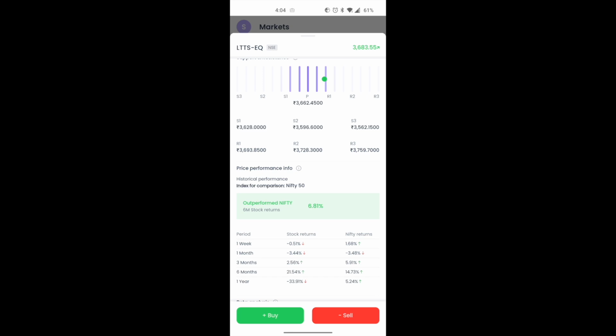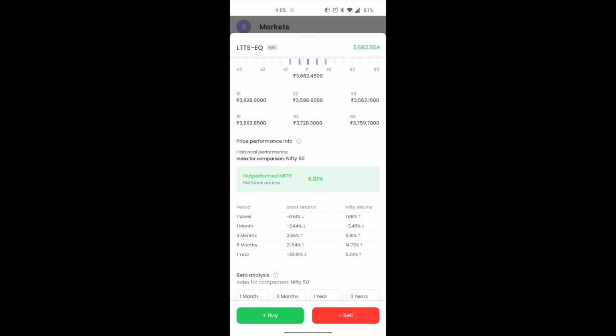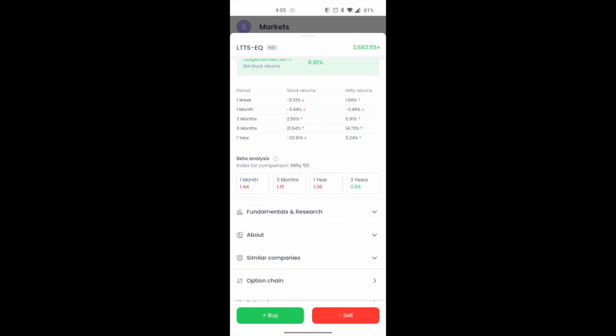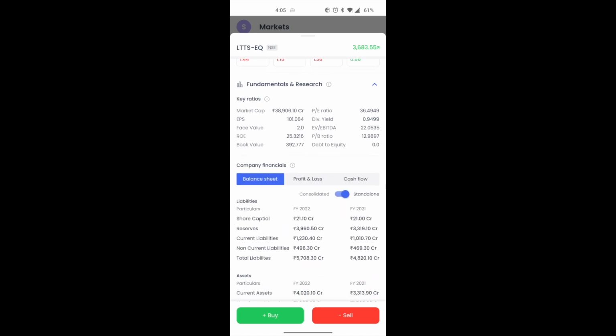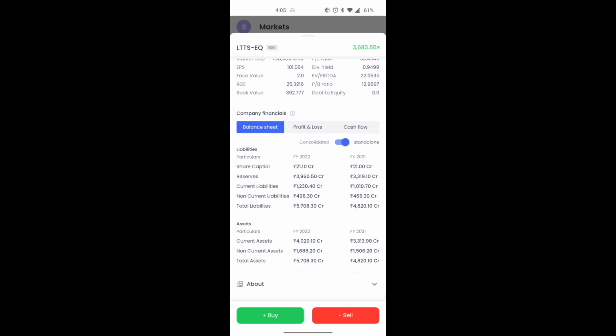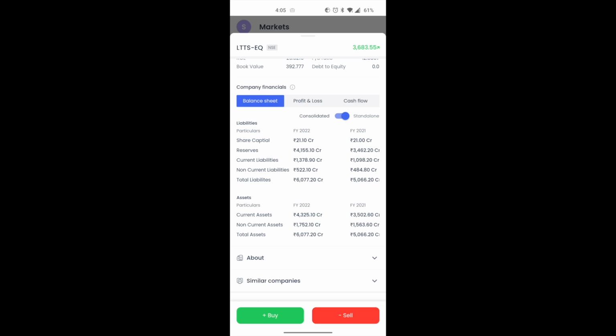Price performance info, you can see how it has outperformed, let's say, compared to Nifty. So you can also do the beta analysis. This is what the score is all about. How to do this fundamental research analysis. You will be able to see all these numbers, balance sheet, profit and loss, cash flow, consolidated versus standalone.